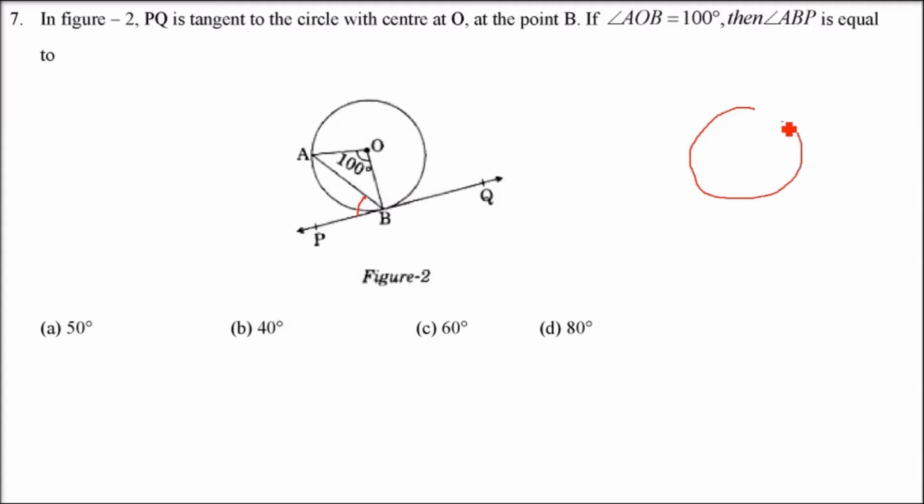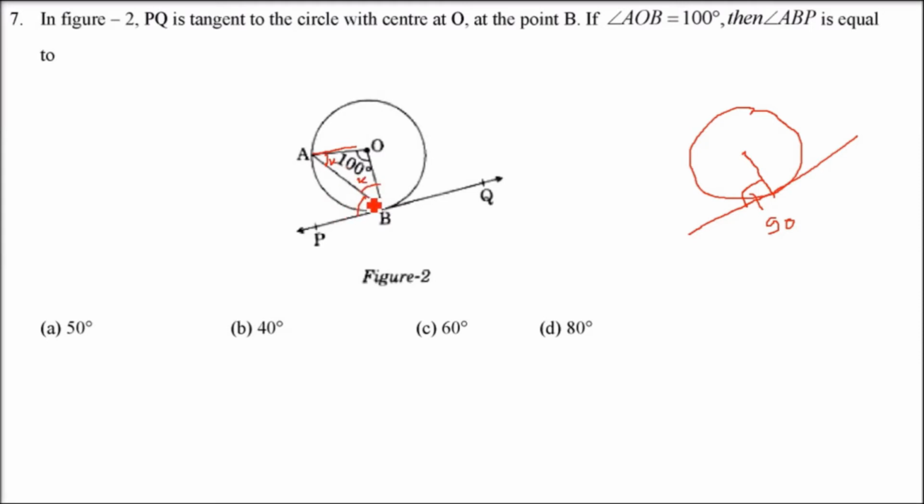First, when we have a circle and there is a tangent touching it, if you join the center to the tangent, this line will make 90 degrees. And AO and OB are radii, so angle A and angle B are equal. Let us take them as x.